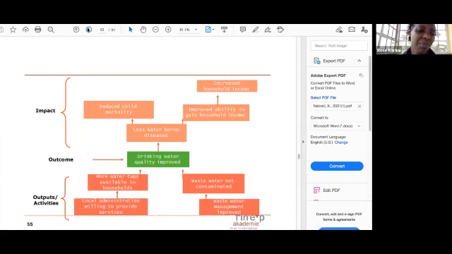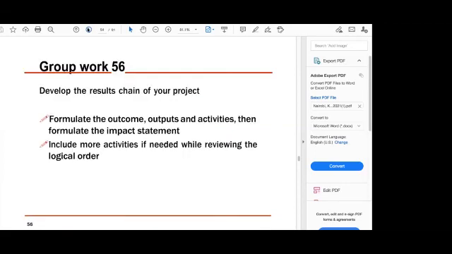And we had given this example before, Geoffrey, so we can move ahead. Develop the results chain of your project. That's for the Malawi example. Maybe our outcome, we can directly link that to the food security issue. Then from the means, we can get our activities and outputs. And then the impact statement has to come from our ends. What is it we want to achieve at the end? And include more activities if needed.